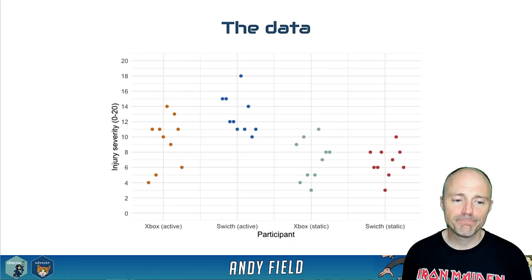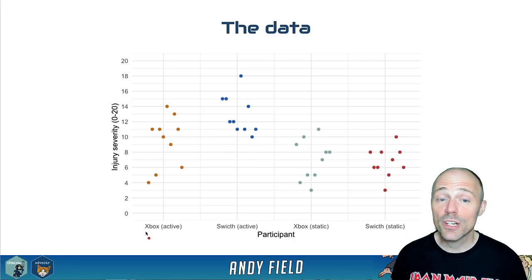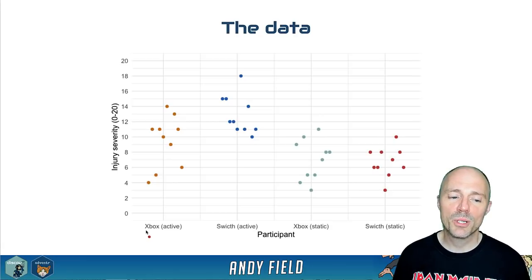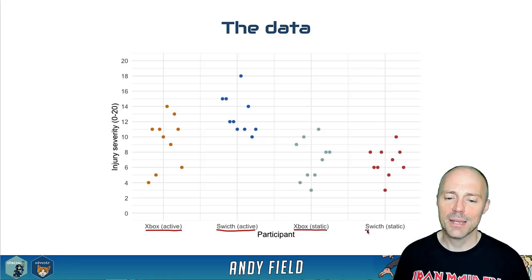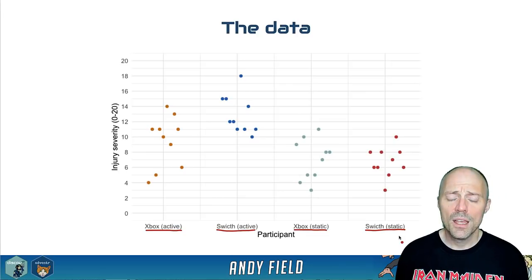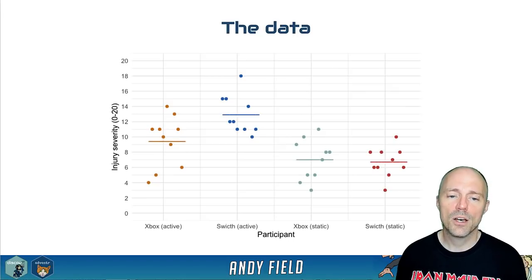So here's the data. Now notice each dot on this plot represents a participant's data. We've got injury severity on the y-axis, and we've got the 4 groups along the bottom. So Xbox players who had an active game, Switch players who had an active game, Xbox players who had a static game, Switch players who had a static game. So these are the raw data, and these are the means in each group.